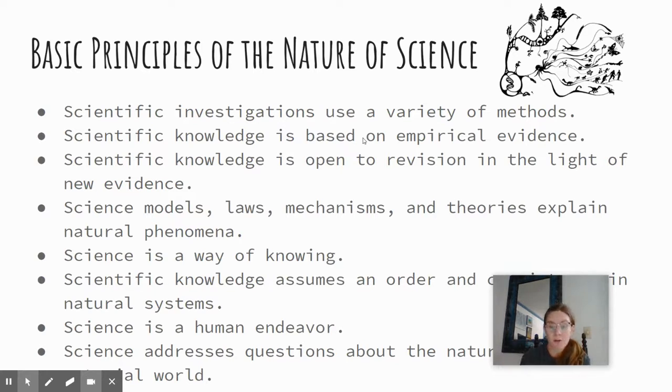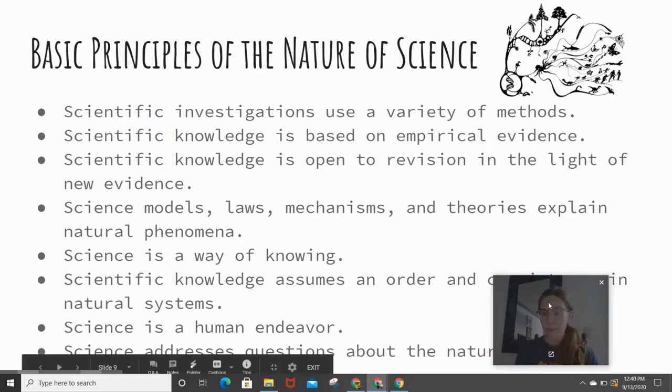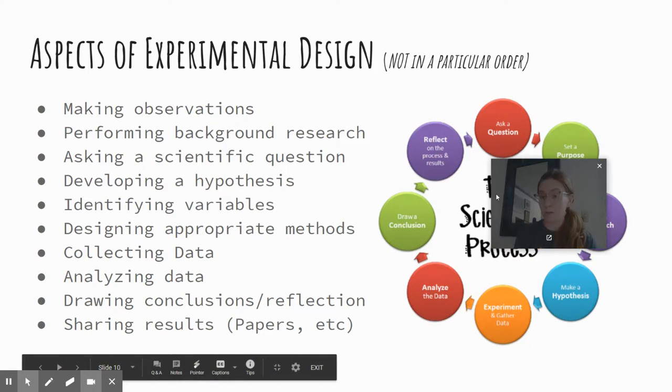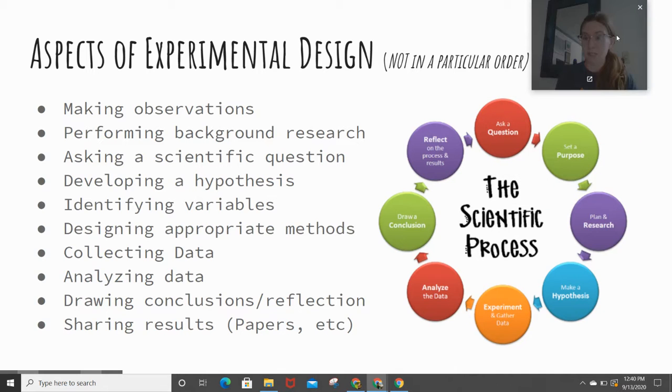Science is a way of knowing. We covered that. It assumes an order in natural systems. Okay. Science is a human endeavor, and therefore humans are doing the measurements. We're only as good as the instruments that we use. We're only as good as our senses can perceive things. And that is an important limitation to understand when doing experiments. Science addresses questions about the natural and physical world. Again, ghosts, fun to think about on Halloween, but not really science.